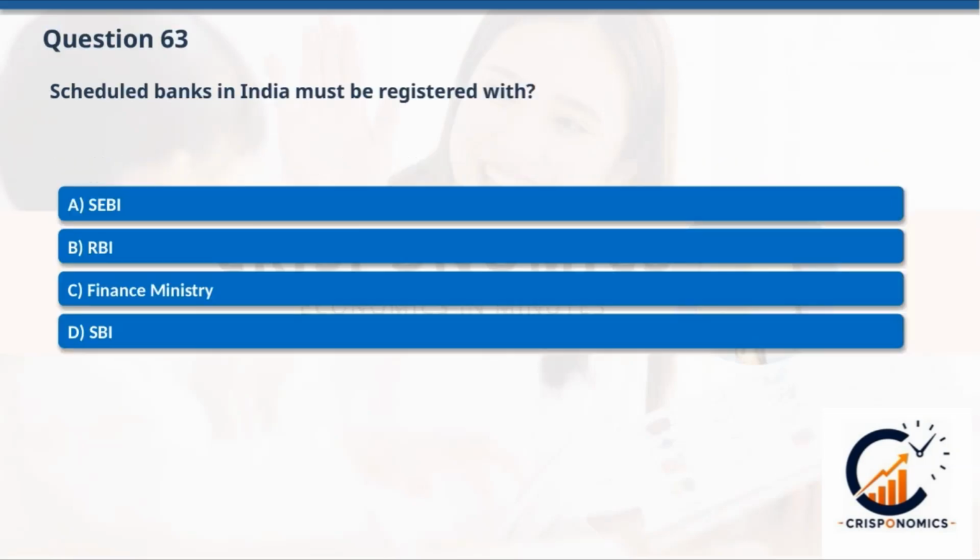When we talk about scheduled banks in India, one key question comes up: which authority must they be registered with? The options include SEBI, RBI, the Finance Ministry, and SBI. The correct answer is the Reserve Bank of India, or RBI. This is because the RBI regulates and supervises all scheduled banks, ensuring stability and compliance within the banking system. So, scheduled banks must be registered with the RBI to operate legally in India.